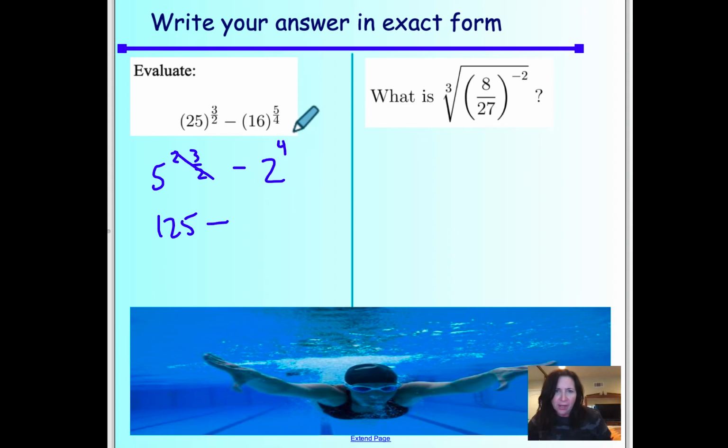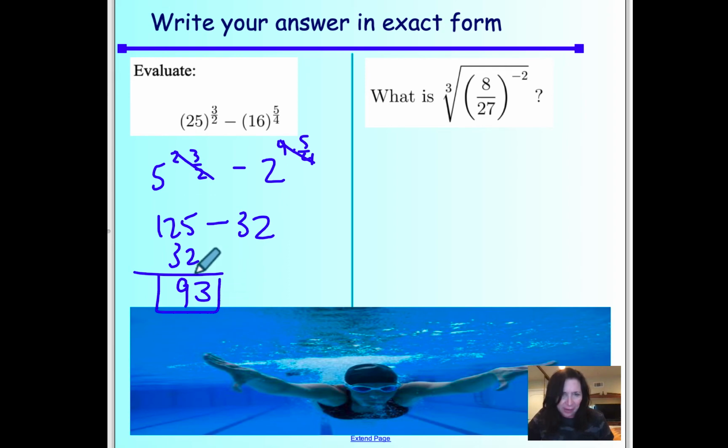Okay, so then minus, and then this is 16, which is 2 to the 4th, to the 5/4. 4's are going to cancel, so minus 2 to the 5th power, so minus 32. So 125 minus 32, what do we get? 393, and that's it.